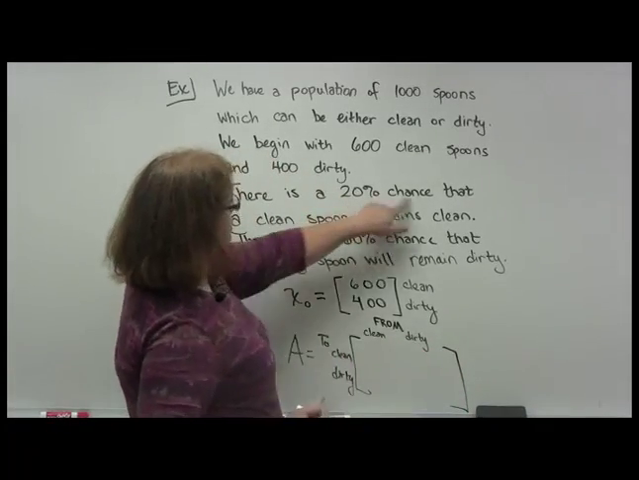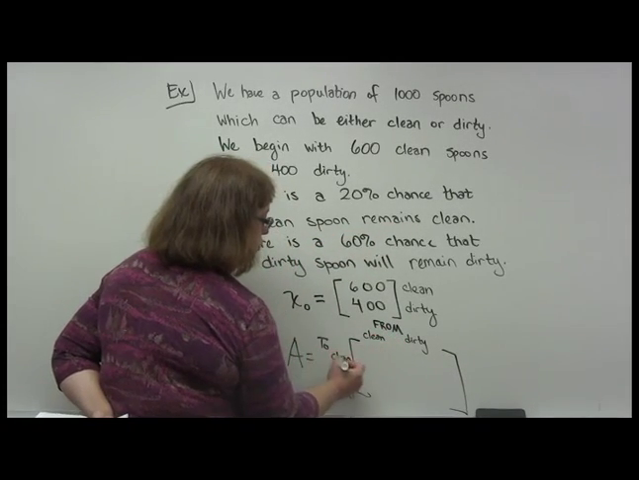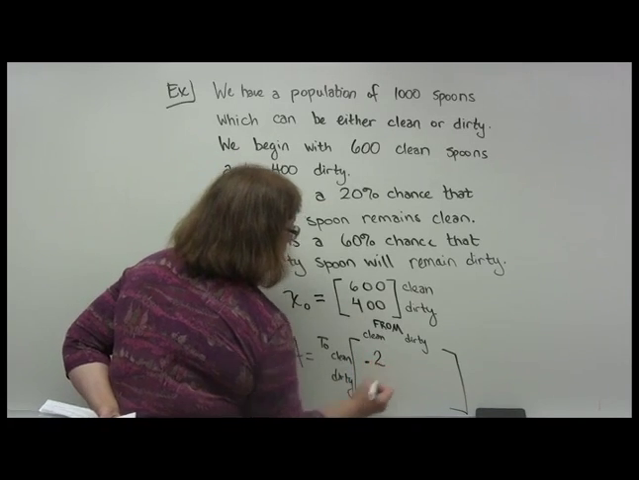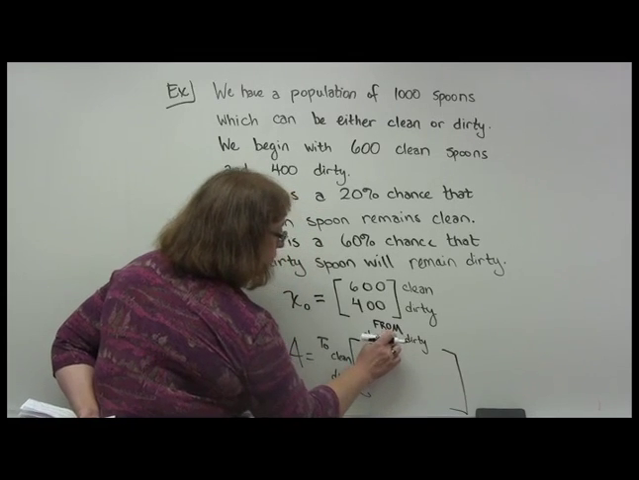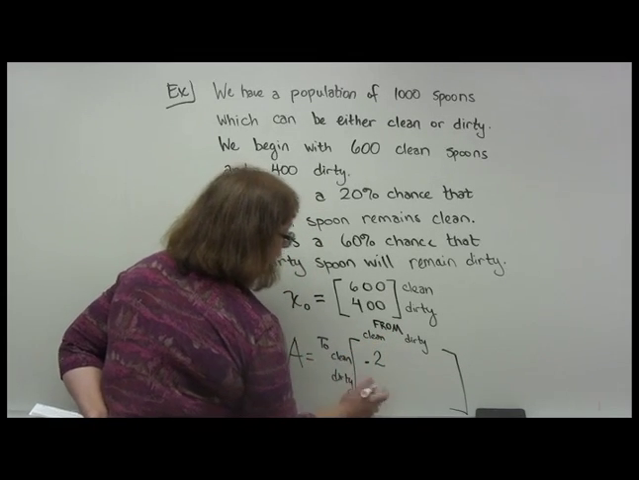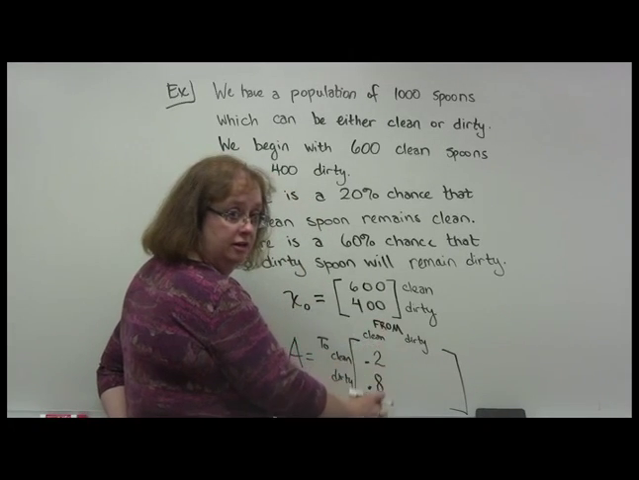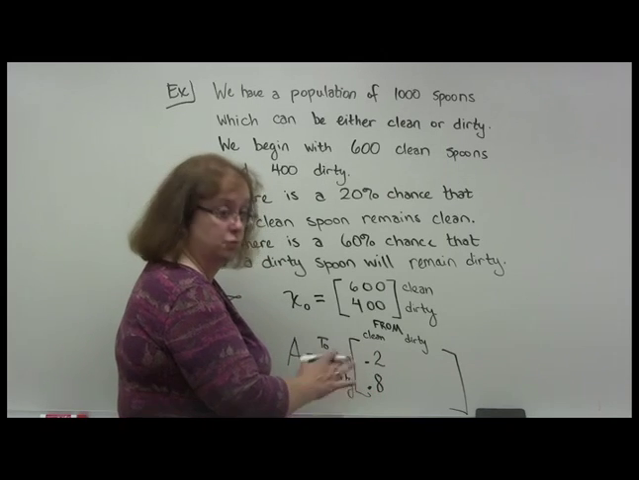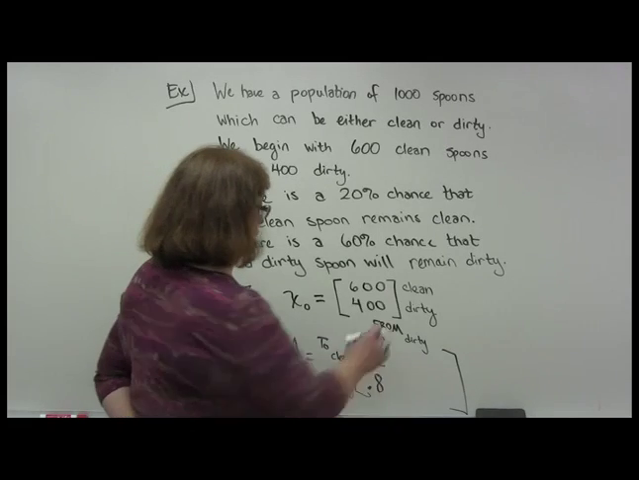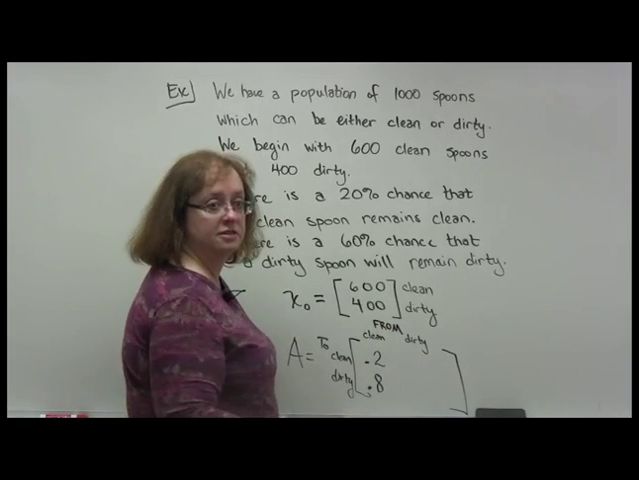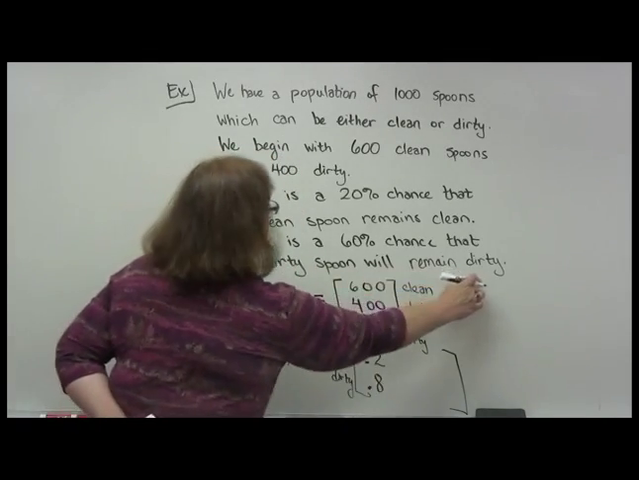We said that there's a 20% chance that a clean spoon remains clean. That means it's going from being clean to being clean. That was 20%. Then 80% go from being clean to being dirty. Notice how that column adds up to 1. That's really important with a Markov chain. If it's really a Markov chain, our columns should add up to 1 because everything has to be accounted for. So all the clean spoons are now accounted for. 100% go somewhere.